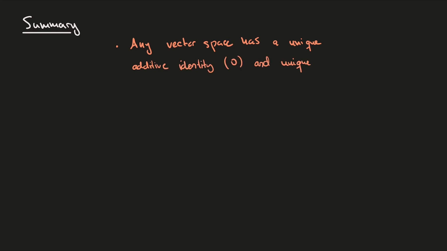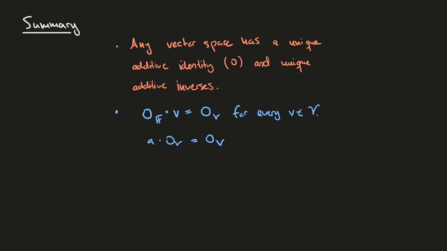To conclude, let's summarize what we've seen in this video. First, we saw that any vector space has a unique additive identity and unique additive inverses. Then we saw how special elements of our field and vector space interact by scalar multiplication. We proved that the 0 in our field multiplied with any element v in our vector space is equal to the 0 of our vector space. In a similar fashion, if we scalar multiply the 0 element of our vector space by any element a in our field, we get the 0 element in our vector space.